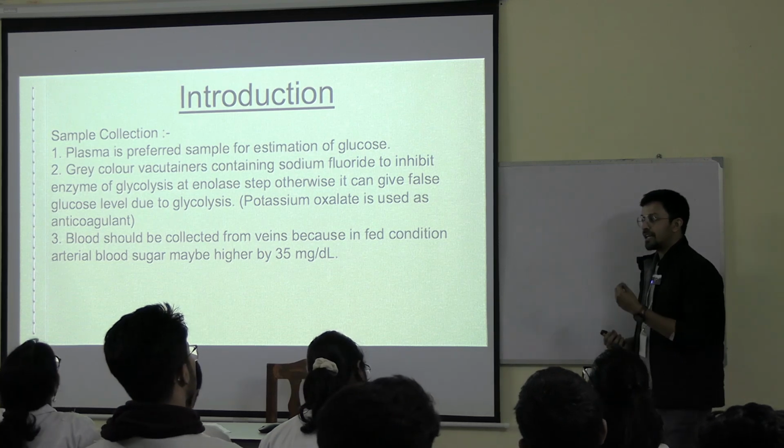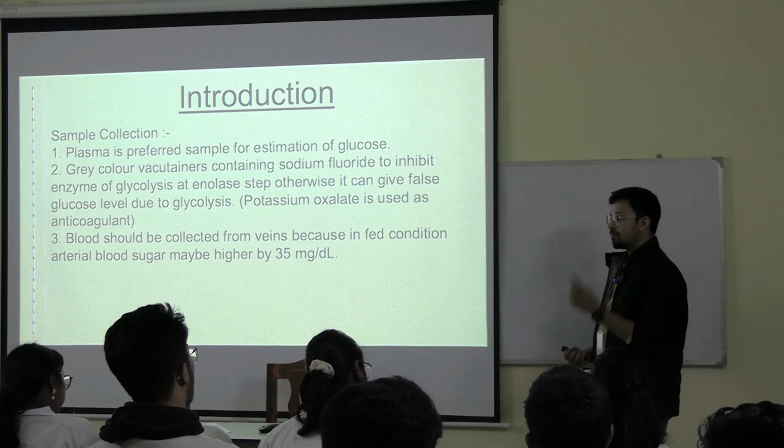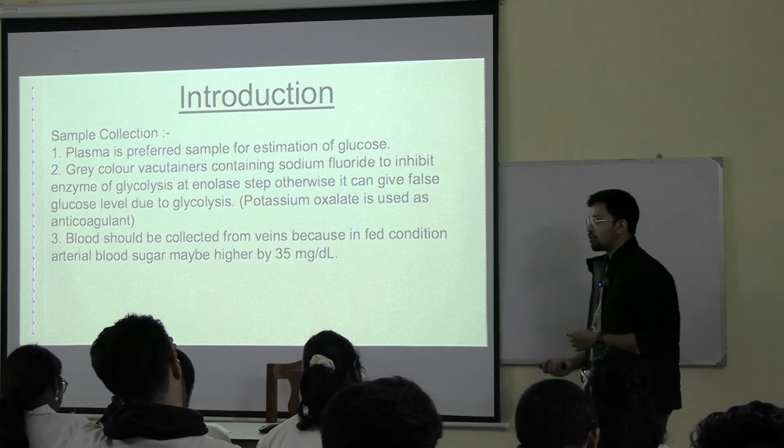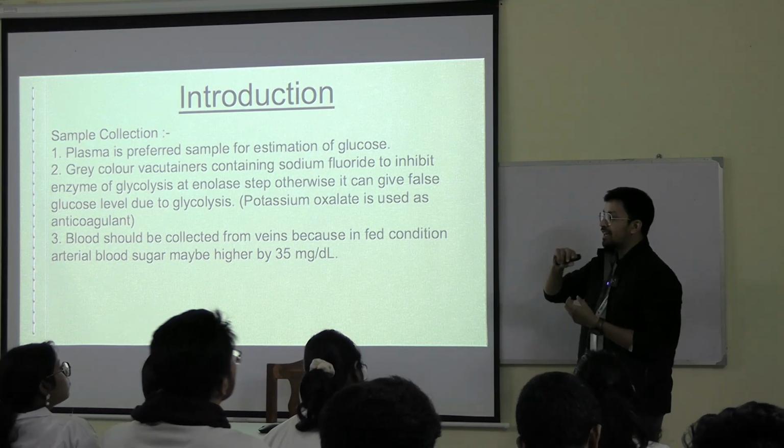So plasma is the preferred sample for estimation of blood glucose, and whenever you are taking a blood sample, we cannot just take it in any container. There are some strict guidelines for each and every blood sample. For blood glucose, we take a gray container, meaning the container which is capped with a gray color cap.